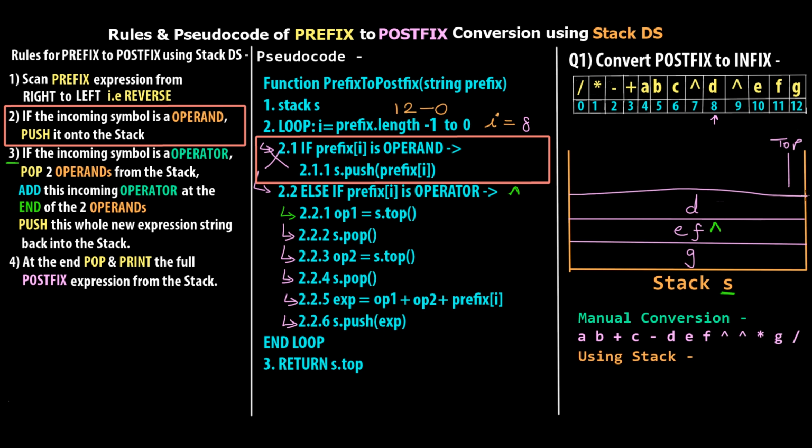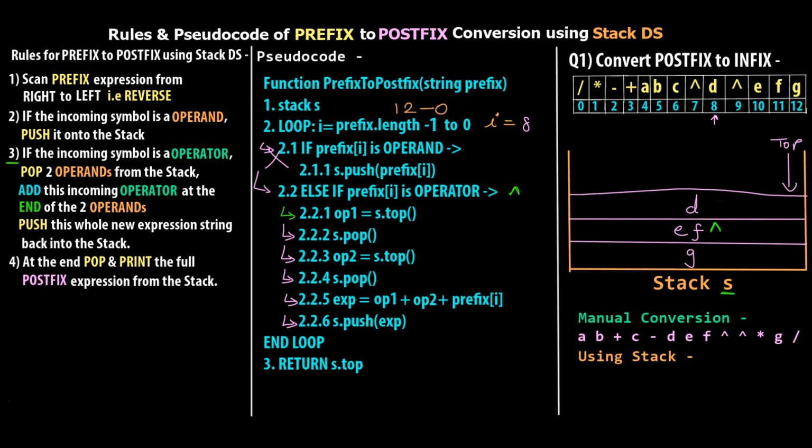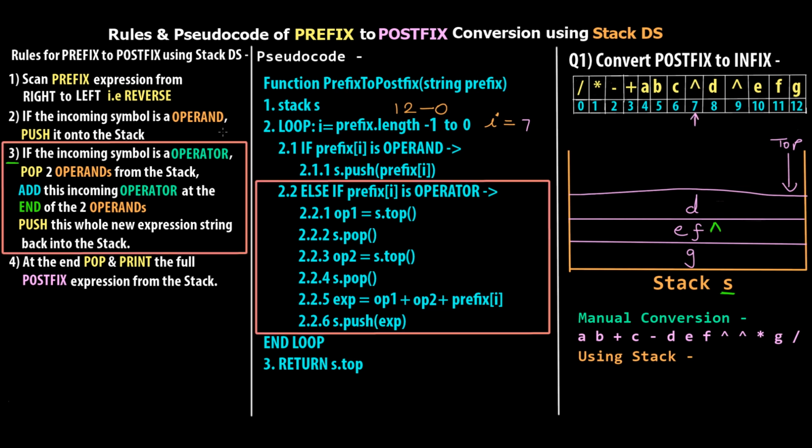This becomes the new top of the stack. Okay, so now I becomes 7. 7 is again a raise to sign, which is an operator. So obviously 2.2 will be executed and not 2.1. So we will again create OP1. OP1 equals to top of the stack, that is 2.2.1, which is D right now.